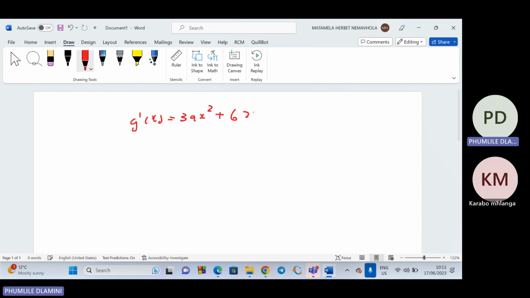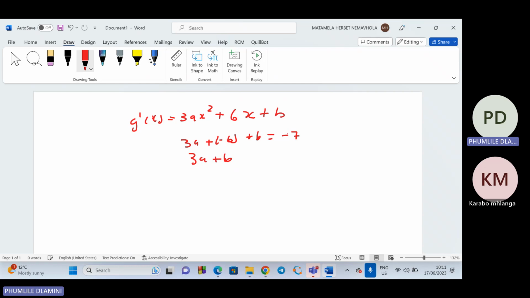Plus 6x plus what? Plus b. So now, if I substitute where there is x, negative 1, I'm going to have 3a plus or minus 6, yeah? Also it is going to be plus b, which is equal to negative 7. So this one here is going to be 3a plus b.